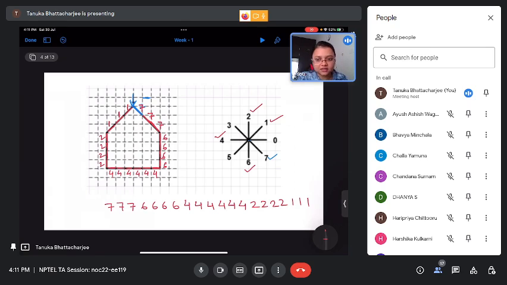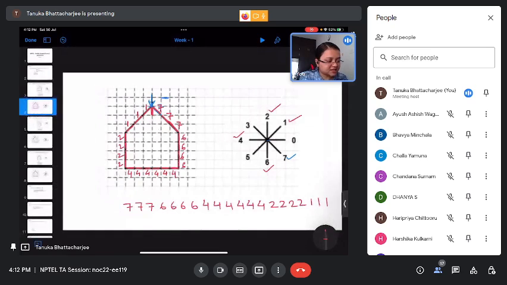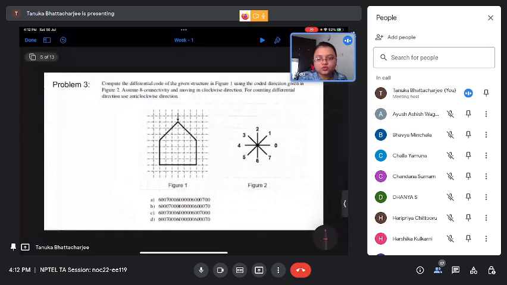But if you rotate the figure by some angle, then the codes might get changed. For example, if you just rotate this figure such that the first segment becomes this, then the first number of the code will change from 7 to 6. Everything will get changed. So to combat that issue, we use what is called the differential chain code.